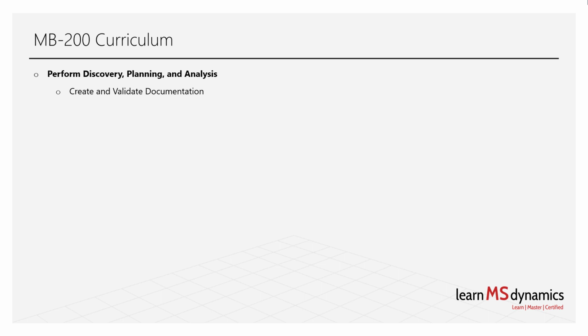In this, first we'll talk about create and validate documentation. We'll talk about high-level entity relationship diagram, how you can create and document mockups, how you can document data for migration and integration, determine the out-of-the-box functionalities available, how to validate functional requirements. If you're a functional consultant, this can be really helpful.